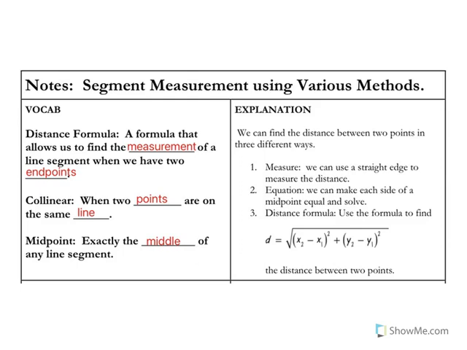So we can find the distance between 2 points in 3 different ways. As I said earlier, we can measure. We can use a straight edge to measure the distance. We can use an equation. We know algebra, and so we can use algebra to help us figure out an x or even the distance of the line segment because we are able to solve for variables. And finally, the distance formula, which is the formula that you see right there.